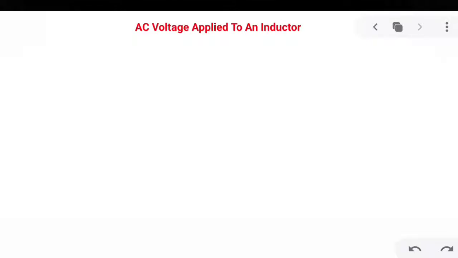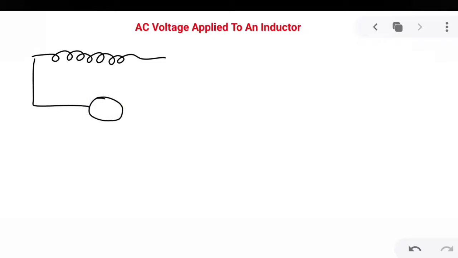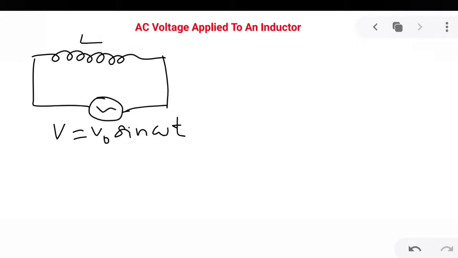So the next topic is AC voltage applied to an inductor. An inductor is nothing but a coil with a number of turns, and an AC source is connected across the inductor. Now, as in previous cases, let the voltage be V equals V naught sine omega t. Let L be the self inductance of the coil.